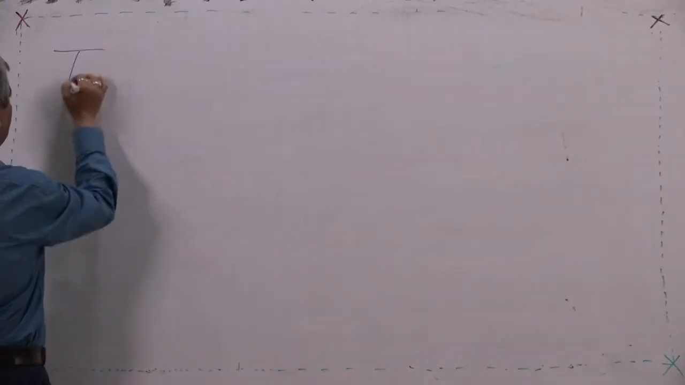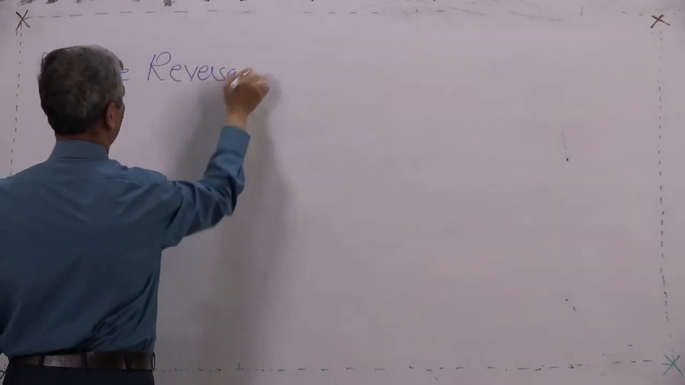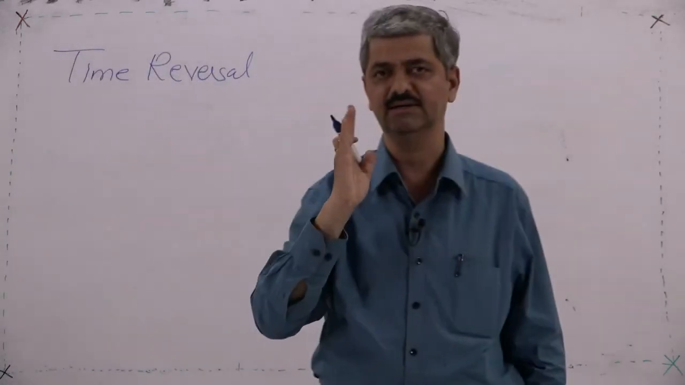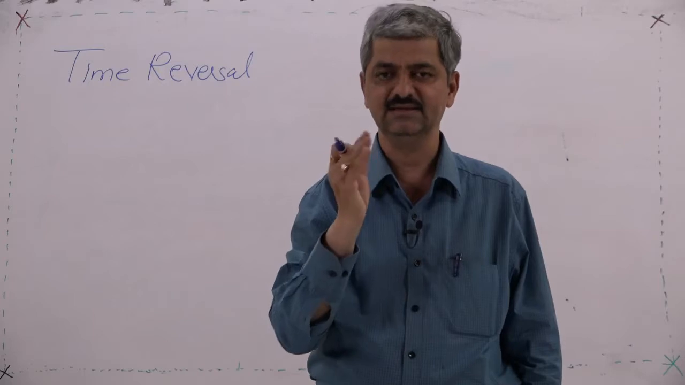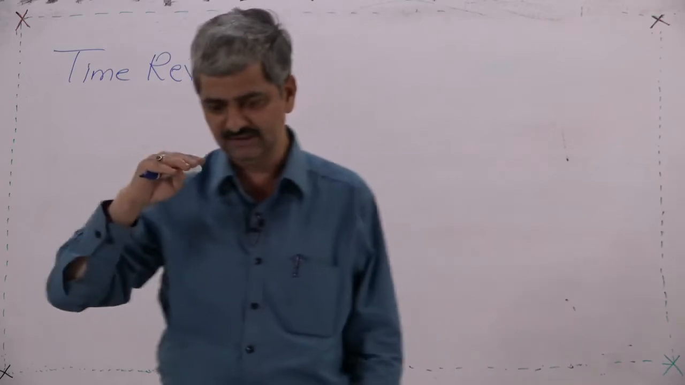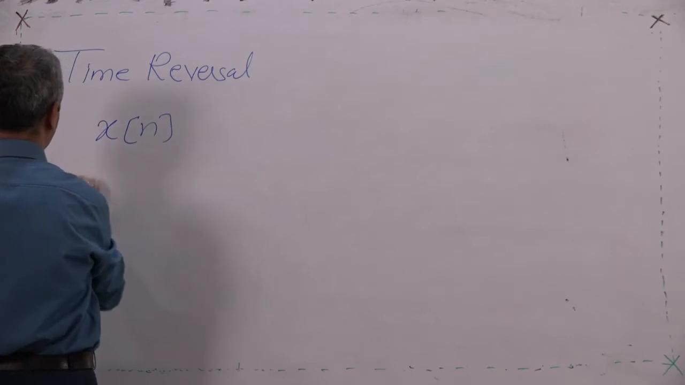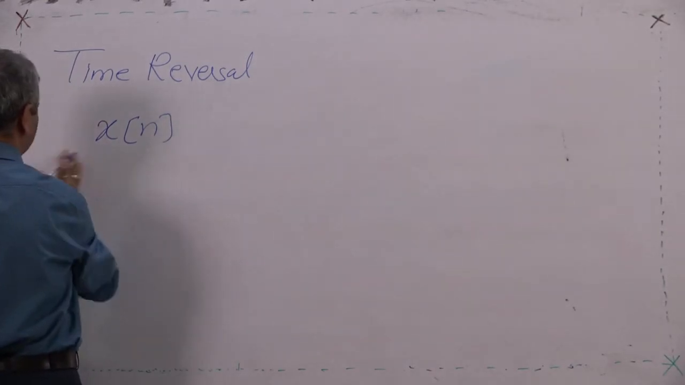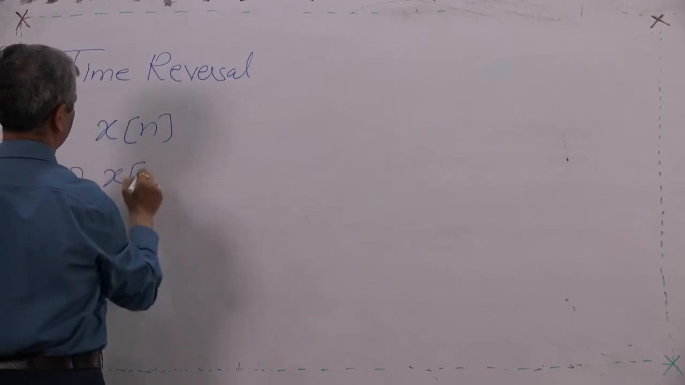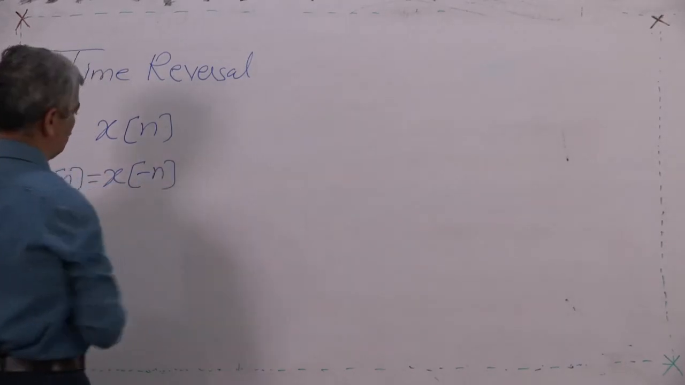One of them is time reversal. What do you mean by time reversal? If we have a sequence x[n], we take its mirror image around 0, the vertical axis. So, if x[n] is the original sequence, then we can say that the new sequence x1[n] is x of minus n, x1[n] equal to x[-n].